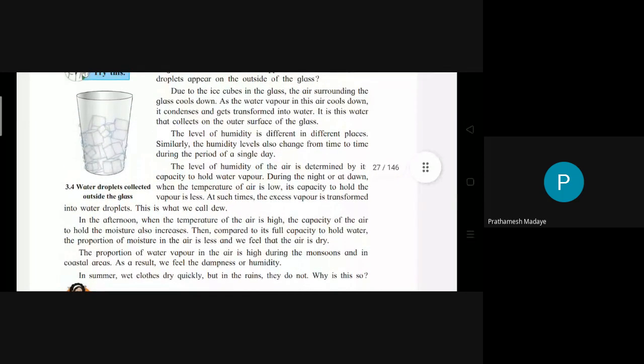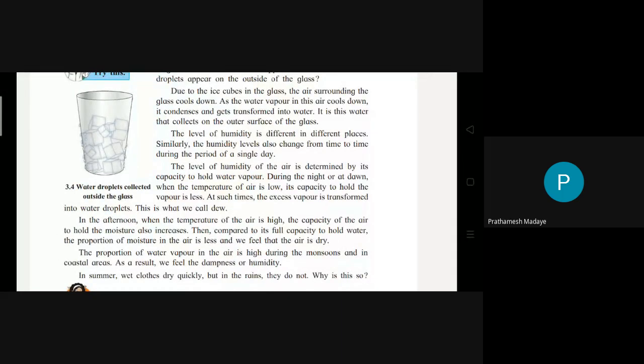See, by doing the water droplets experiment, when we put ice inside a glass, we can see water droplets on the outer surface of the glass, which shows that the level of humidity is different in different places. Similarly, the humidity levels also change from time to time, like during a single day. The level of humidity of the air is determined by its capacity to hold water vapor. So during the night time or at the dawn, the temperature of air is very low and its capacity to hold the vapor is less.